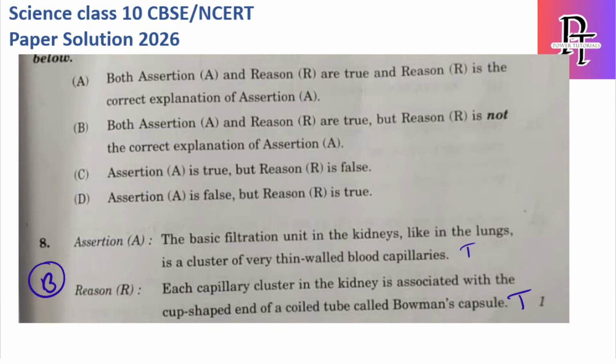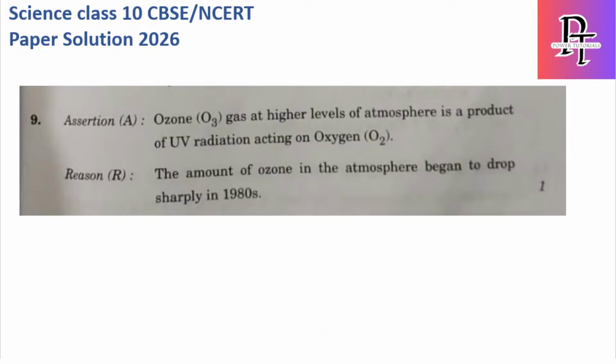Okay, because it is not explaining how the filtration happens. It is just saying that each capillary cluster is associated with the cup-shaped end of a coiled tube called Bowman's capsule, but it is not saying how the Bowman's capsule helps to filter the blood. Okay, let's see the 9th one.